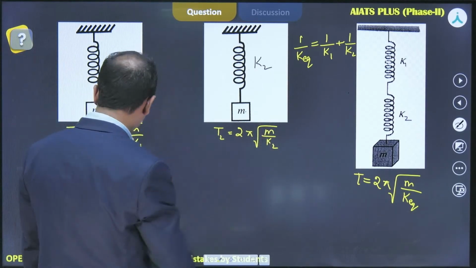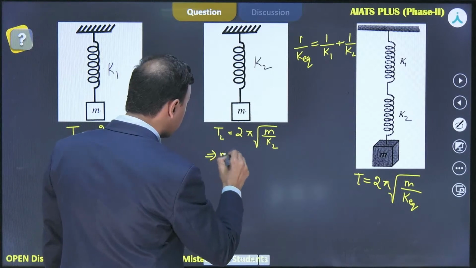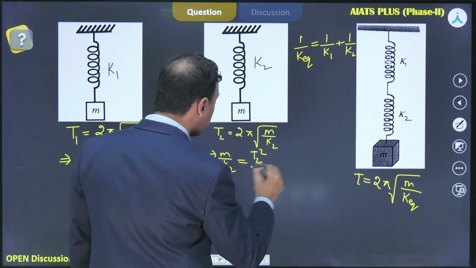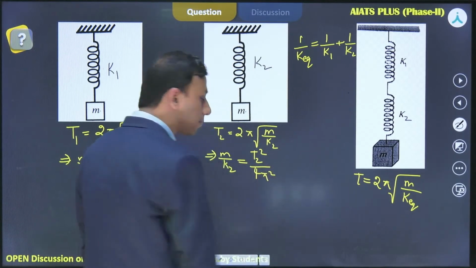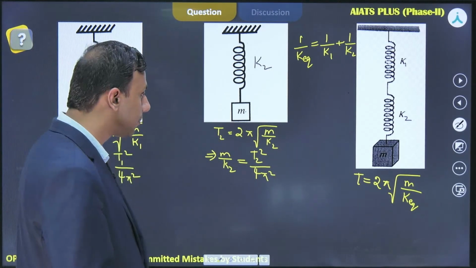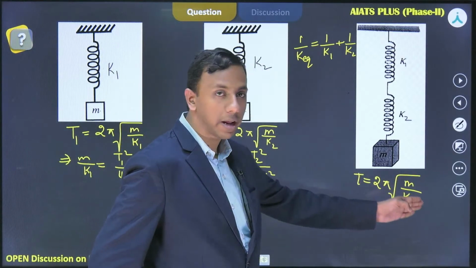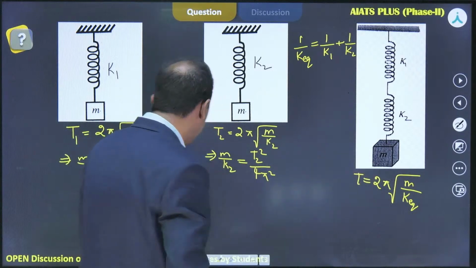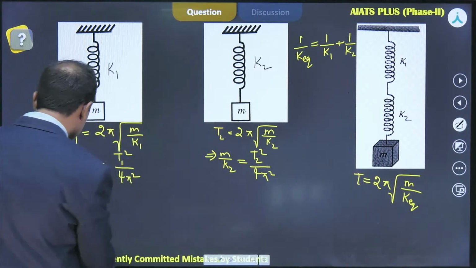Similarly over here, m by k2 is equal to T2 square over 4 pi square, right? But we are supposed to arrive over here, okay? See here, now how to find that? Let me write over here.